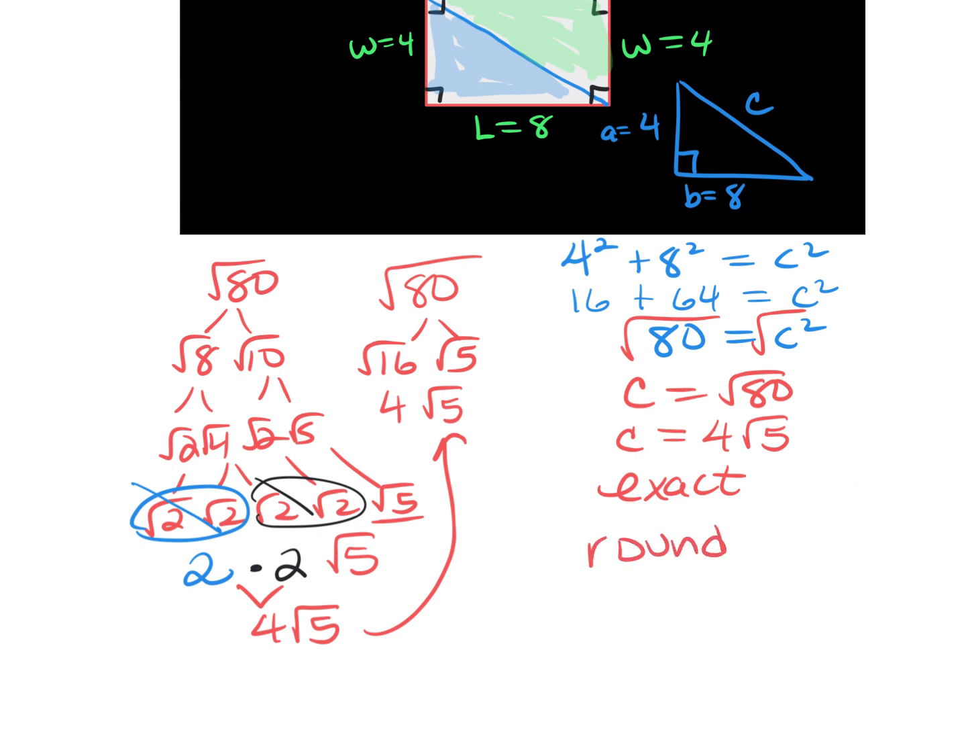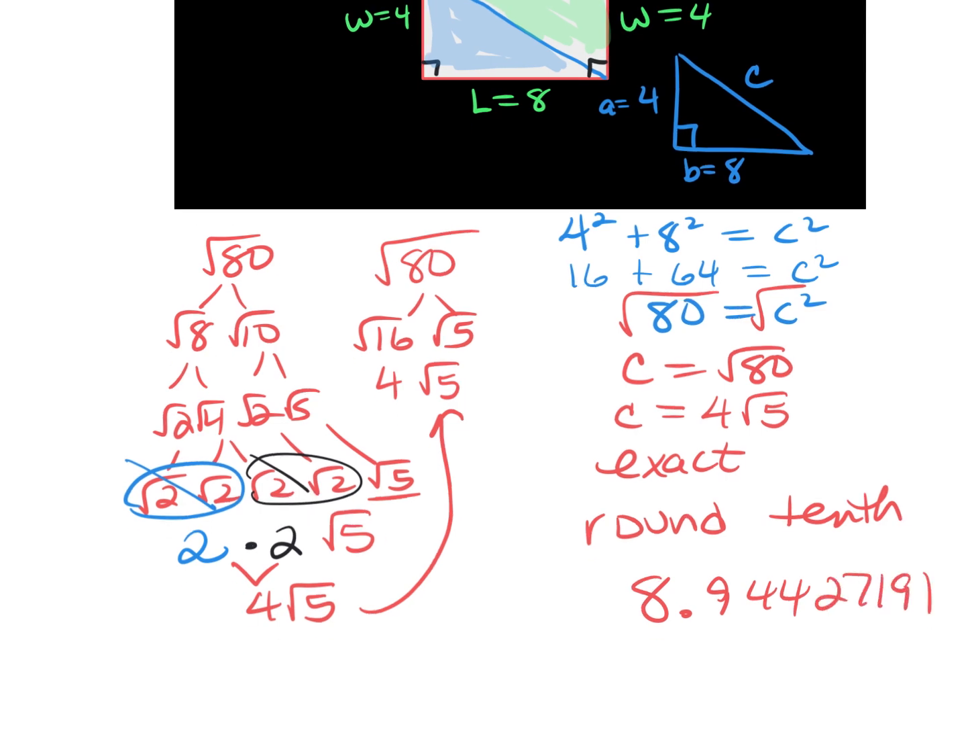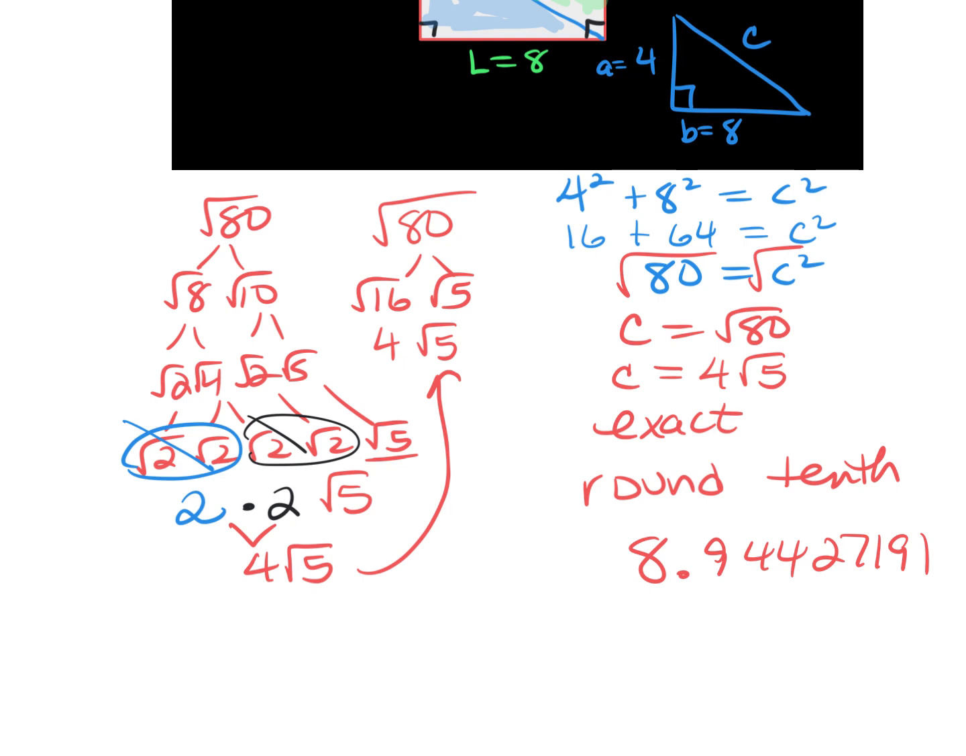it to the tenths. You would use your calculator. So you would do the square root of 80, and it gives you 8.944279191. Rounded to the tenths place, the 9 looks at the 4, which tells the 9 you're going to stay at 8.9. So here, my diagonal has a length of 8.9.